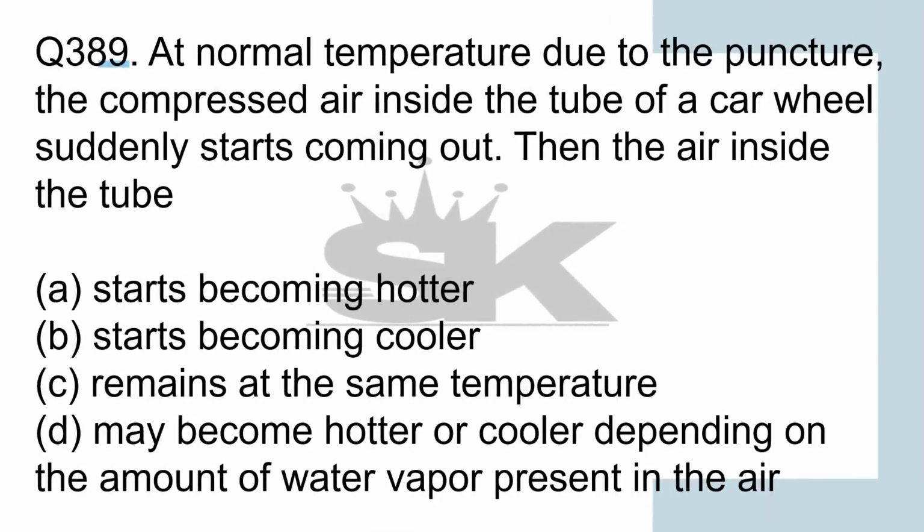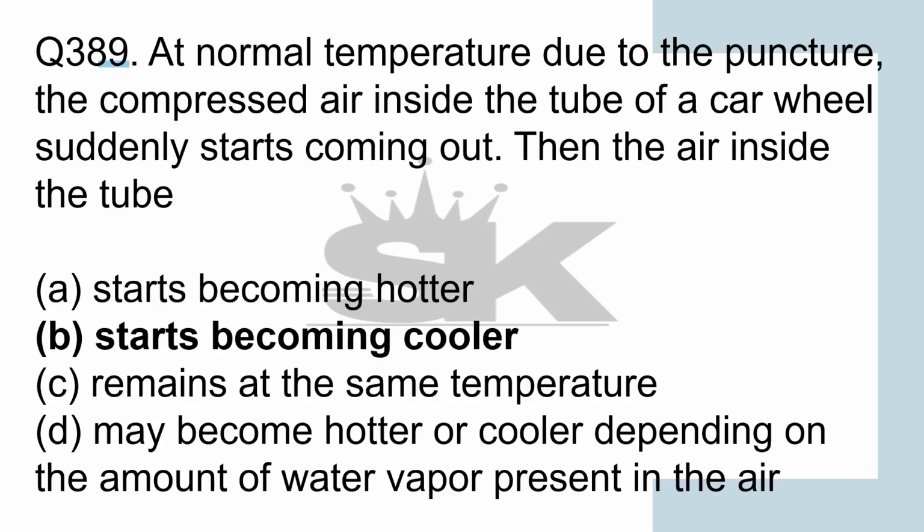At normal temperature, due to a puncture, the compressed air inside the tube of a car wheel suddenly starts coming out. Then the air inside the tube: when a puncture happens, the air moves from the higher pressure region inside to the lower pressure region outside. As the air gains kinetic energy, it gains this energy from the internal heat of the air. So it uses the internal energy of the compressed air, the temperature falls, and so the answer is that it starts becoming cooler.